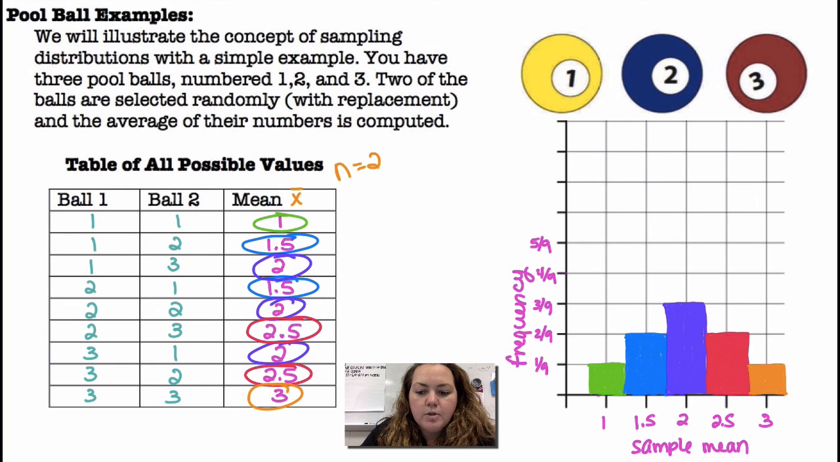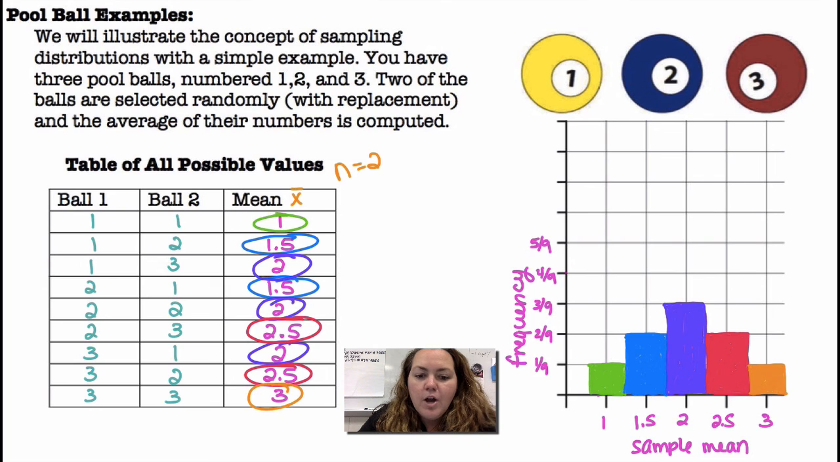So this is what my distribution looks like. Instead of making a histogram, I could have made a dot plot, and I would have just drawn dots instead of boxes. That's what a sampling distribution looks like and how you create one.